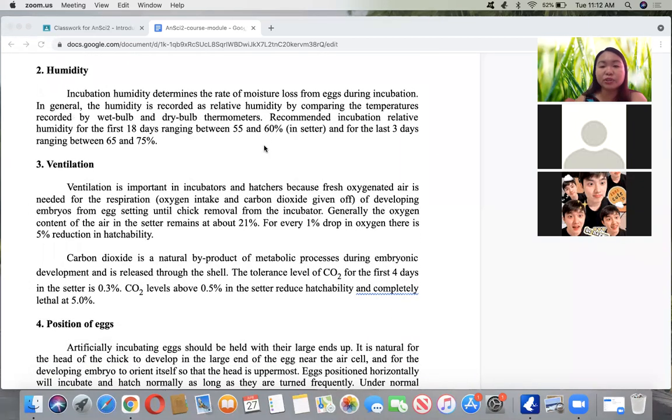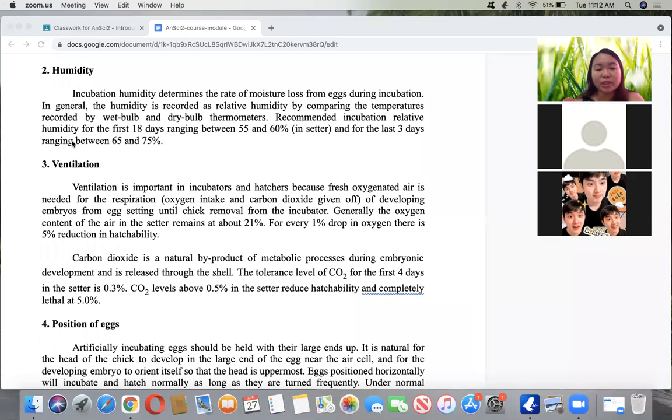So, aside from temperature, we also have humidity. The incubation humidity determines the rate ng moisture loss from eggs during incubation. Generally, humidity is recorded as relative humidity, by comparing the temperatures recorded by wet bulb and dry bulb thermometers. So, yun yung sa mga thermometers.